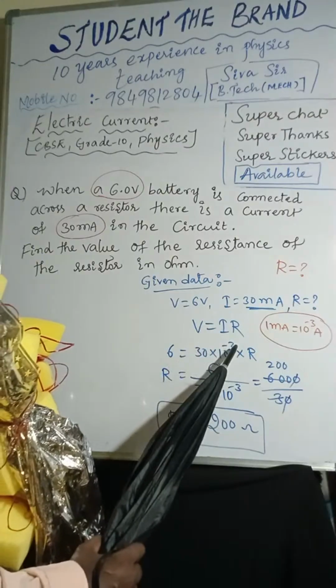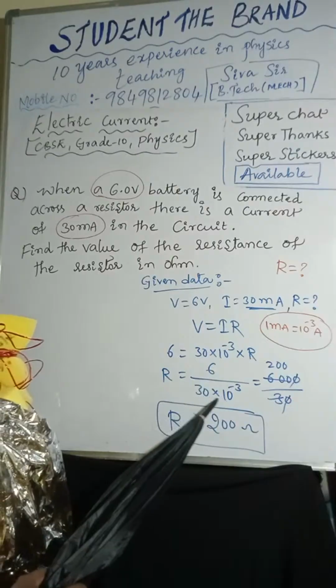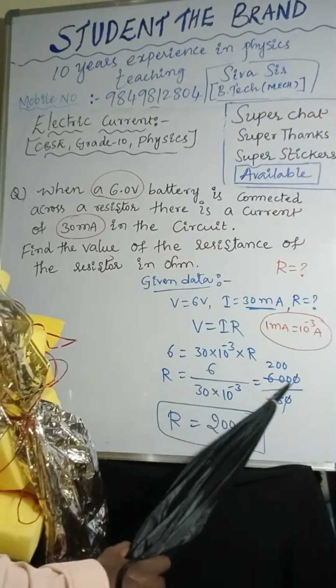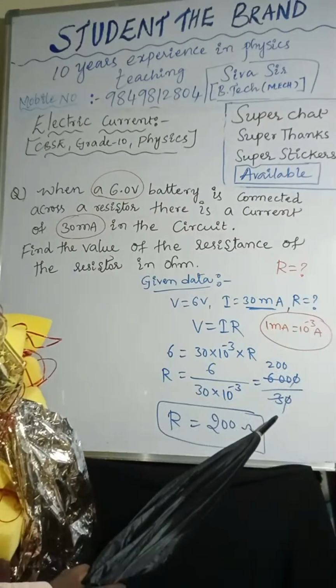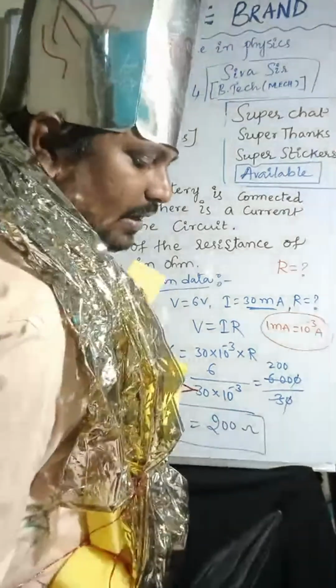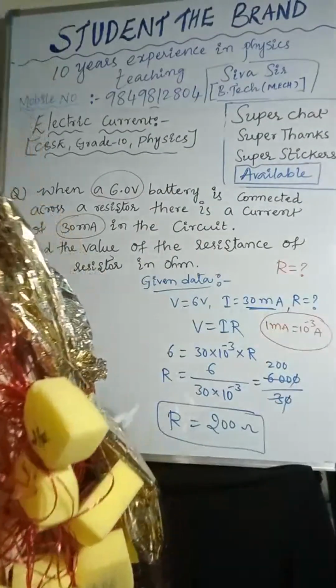From Ohm's law V equal to IR, we can find R equal to 6 by 30 into 10 power minus 3. Then 10 power minus 3 will go up. 6000 by 30, so the 0 gets cancelled. Then we can take 200. So R equal to 200 ohm. Is it clear? So check once.